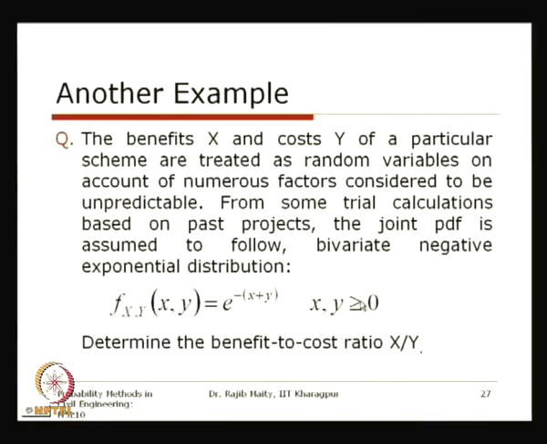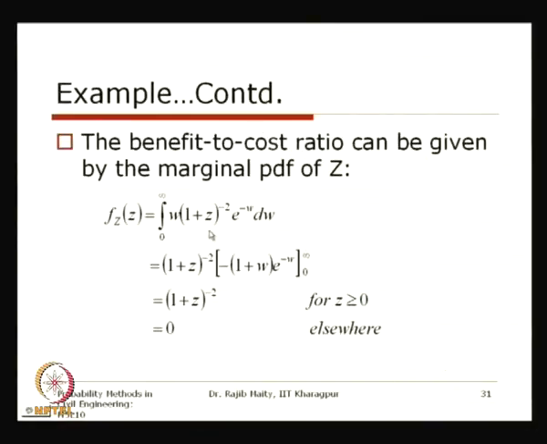This is its support. So we are just integrating out w to get the marginal density of z, and if we do this integration, we will get the form (1 plus z) power minus 2 for z greater than or equal to 0, and otherwise it is 0. So the marginal density of z equals (1 plus z) power minus 2. So this is the density of the benefit to cost ratio, that is x by y.